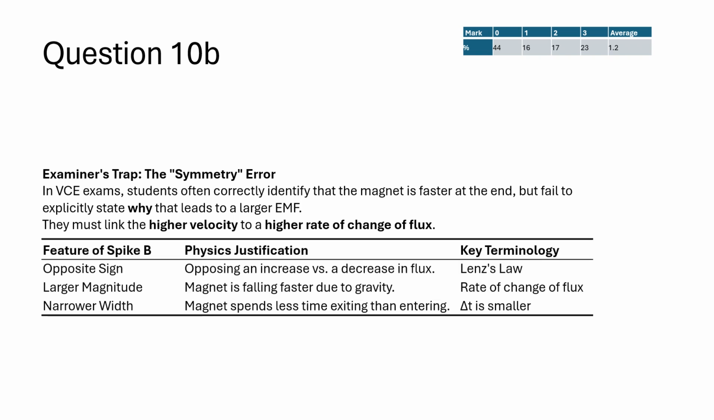Feature of spike B: opposite sign. Physics justification: opposing an increase versus a decrease in flux. Key terminology: Lenz's law. Feature of spike B: larger magnitude. Physics justification: magnet is falling faster due to gravity. Key terminology: rate of change of flux. Feature of spike B: narrower width. Physics justification: magnet spends less time exiting than entering. Key terminology: delta T is smaller.